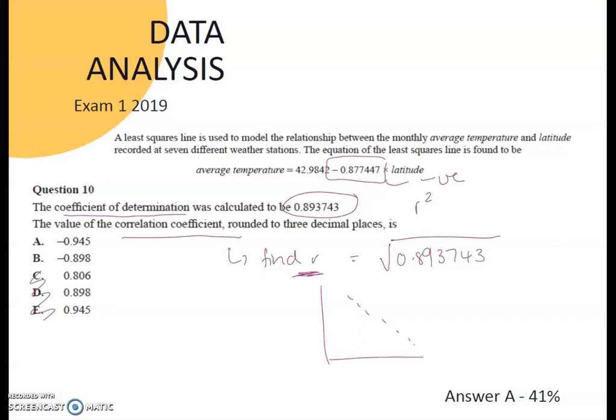When we take the square root of the R squared value we've been given on our calculator, we get 0.945, which we can then determine is negative. So that's why this was such a challenging question. A lot of people got 0.945, but then weren't sure whether it should be positive or negative. And the second issue was the recognition that we're dealing with coefficient of determination, R squared, and asked to find the correlation coefficient, which is our R value, or our Pearson's R.